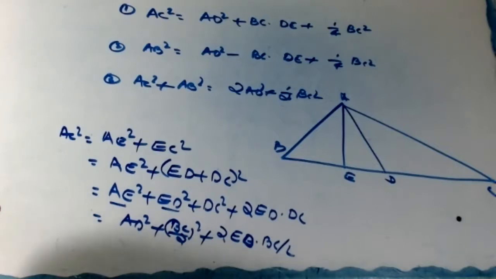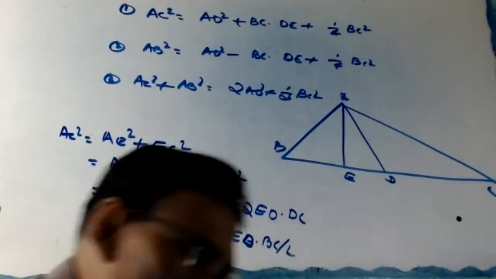Roshan, we got the first part. Then start the second part. Second part, which triangle? In triangle AEB, AB square equals AE square plus BE square. BE, you can write BD minus DE. Okay, try.